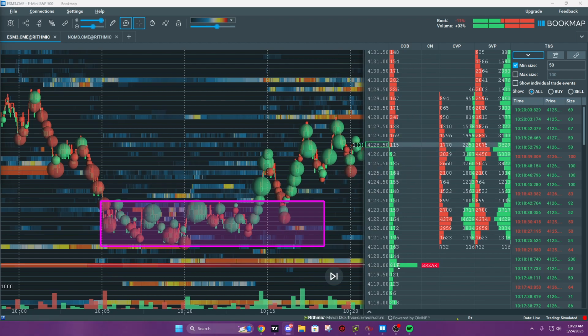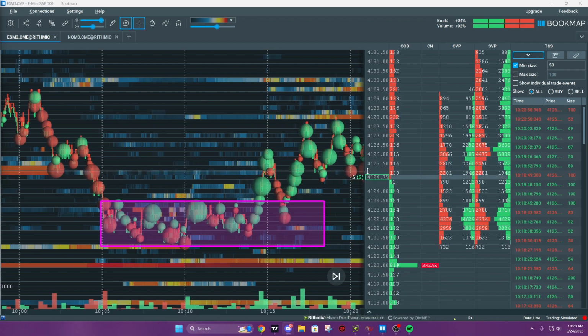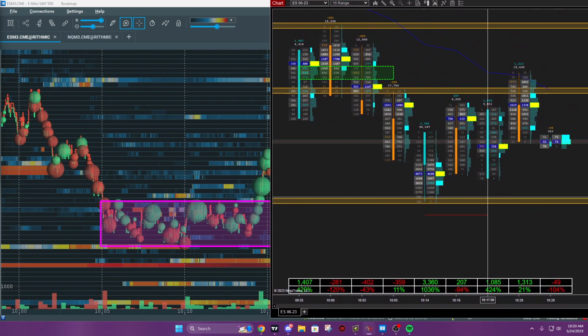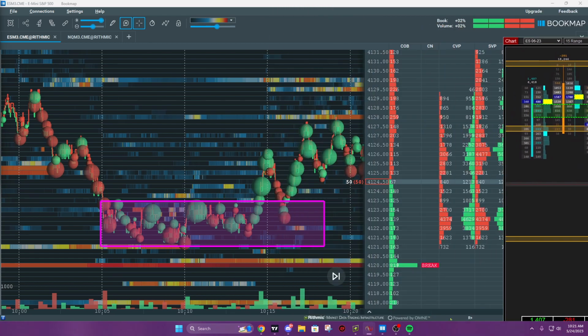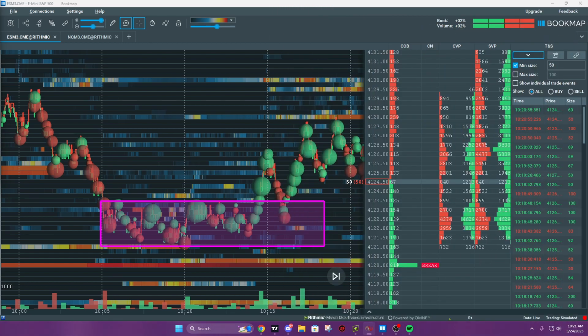Yep, good idea. Big order at 4120, right? So just put an alert there. It basically lines up with this absorption as well. Okay, so watch this.